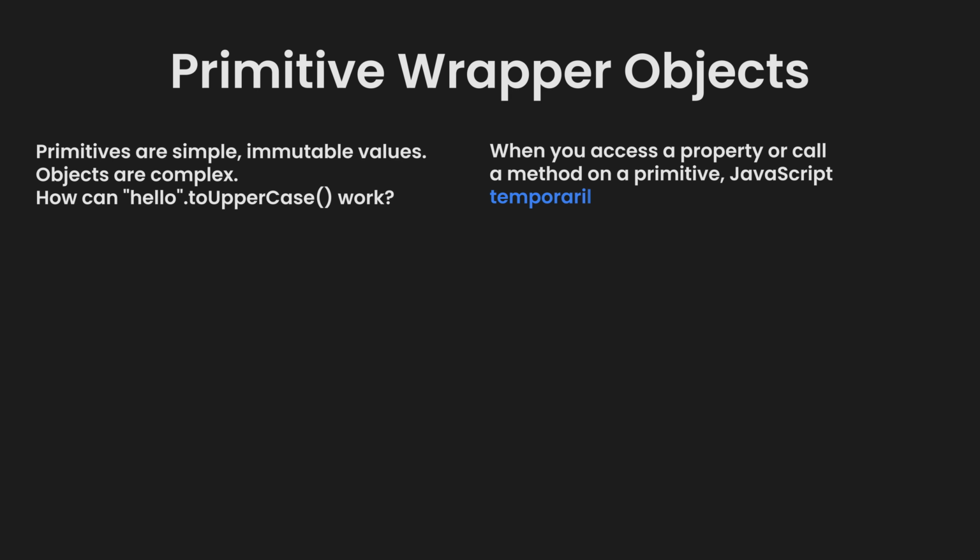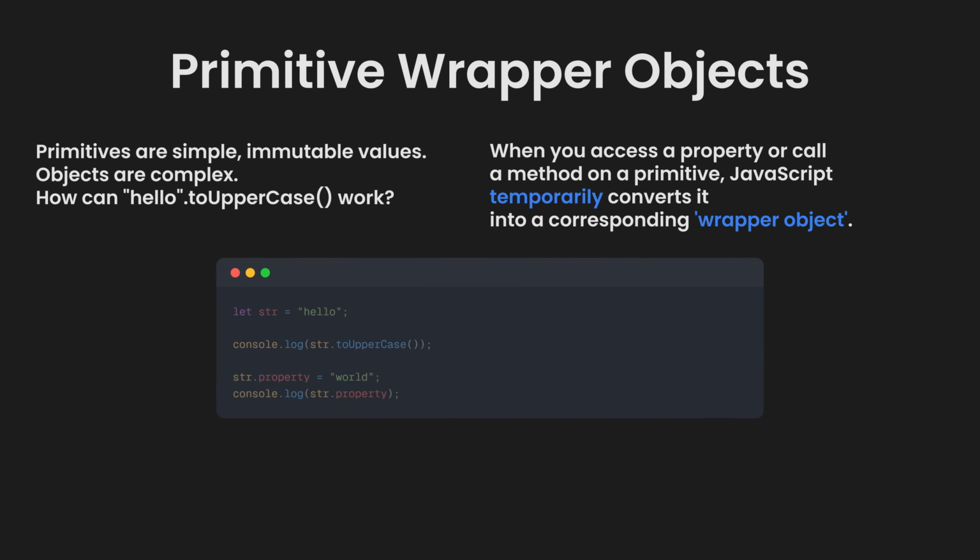When you attempt to access a property or call a method on a primitive value, JavaScript temporarily converts that primitive into a corresponding wrapper object. For example, a string becomes a String object, a number becomes a Number object, and a Boolean becomes a Boolean object. This temporary wrapper object then provides access to the methods defined on its prototype, like toUpperCase for strings. After the method call, this temporary object is immediately discarded. This ensures primitives remain immutable, while still giving them object-like functionality.